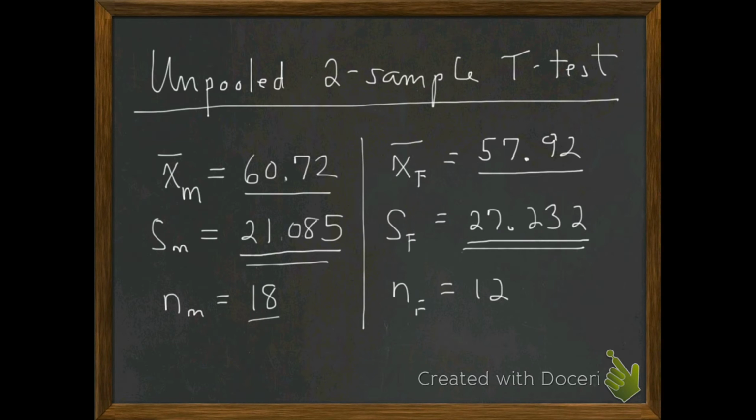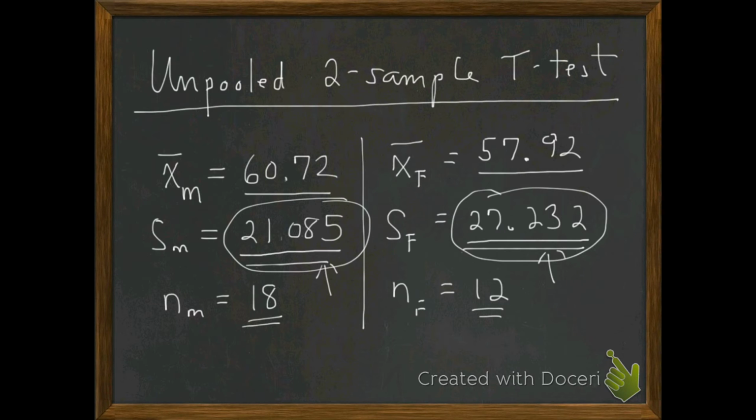If I went in and took another 18 kids, this would be different. If I went in and took another 12 female kids, that would be different. There's natural sampling variation in our means. There's natural sampling variation in our standard deviations. But nevertheless, based on this one particular sample, this is too much difference for me to feel comfortable concluding that the population standard deviations are equal.